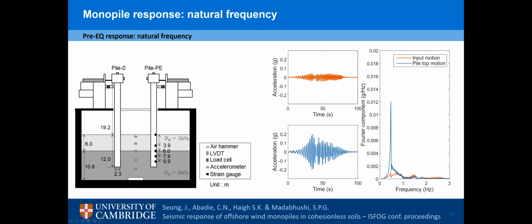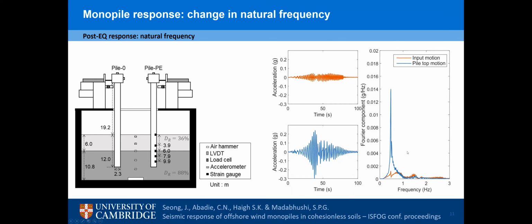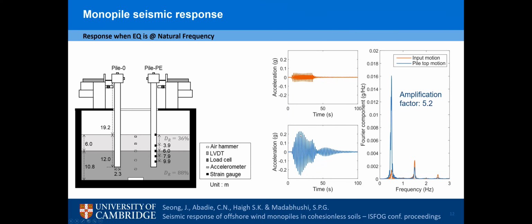Now, if you rig your eyes to this blue line, this is the same sine sweep after the earthquake, where you can see that the blue line has not moved, it has simply increased. So that means that the natural frequency has not shifted because of the series of earthquakes that we've applied in the middle. So that was an interesting result.